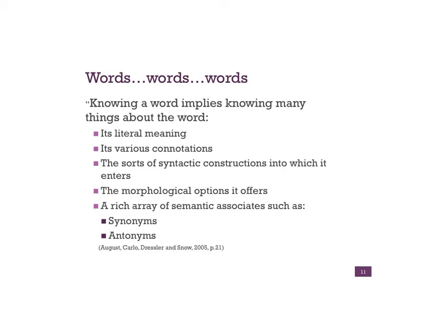Knowing a word implies knowing many things about that word, its literal meaning, its various connotations, the sort of syntactic constructions into which it enters. That's a mouthful. The morphological options it offers, a rich array of semantic associates such as synonyms and antonyms. What does knowing a word imply? It's much more technical than it first appears when we consider the connections and the neural networks that words wire.